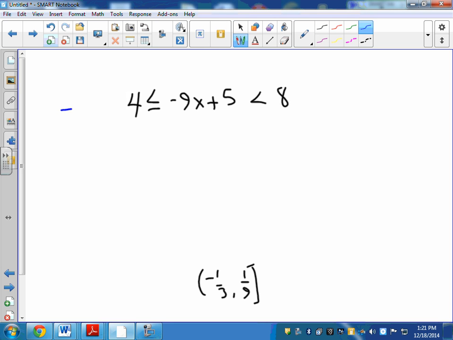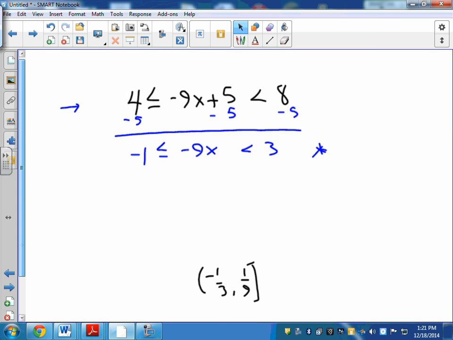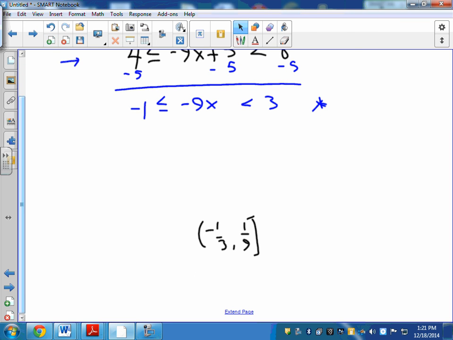What would you do with this first? I would probably take 5 away from each piece. Okay, so you can always subtract, and that doesn't change anything. 4 take away 5 is minus 1, negative 9x, and 3. Okay, now at this stage, I'm trying to get the x by itself, and we see we have negative 9 times x.